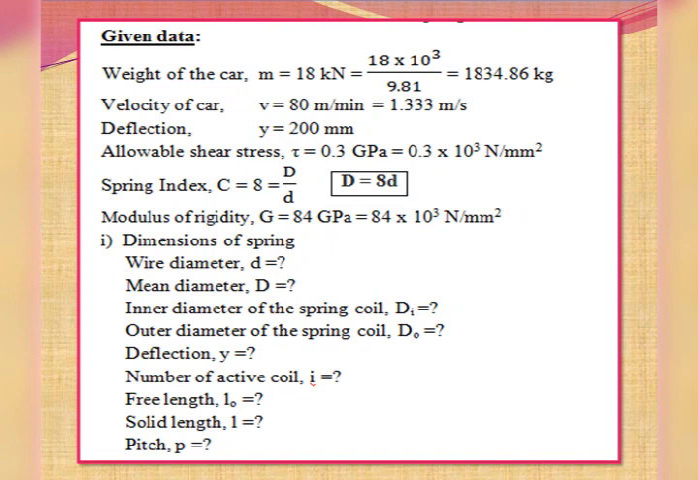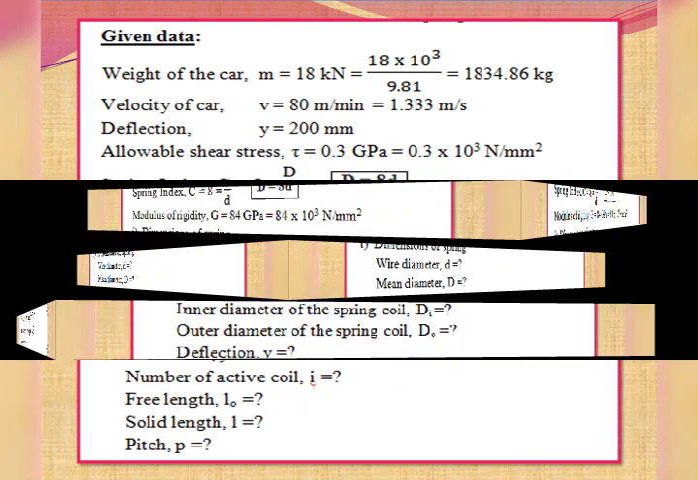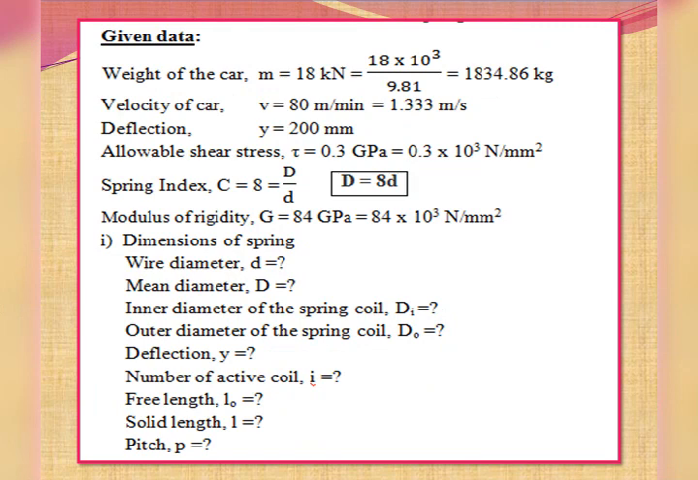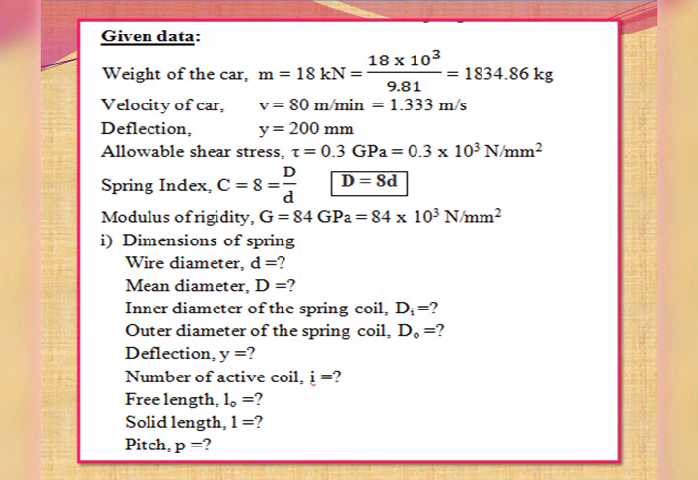Now we'll list the data for the given problem. A loaded narrow gauge car weighs 18 kilonewton. So this is not the load acting on the spring. It is the weight of the car that we need to consider separately. That is W is equal to 18 kilonewton. This we need to convert into kg. So 18 into 10 to the 3 Newton divided by 9.81, then it is going to become in terms of mass. Mass is 1834.86 kg. And moving at a velocity of 80 meters per minute.